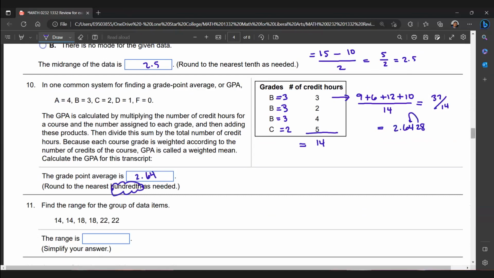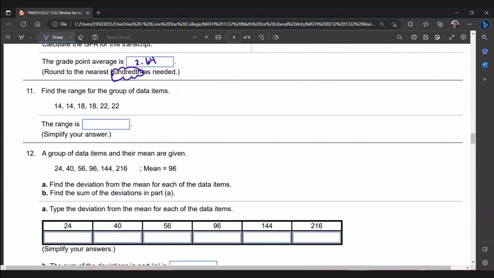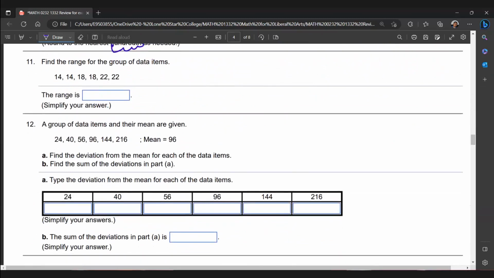Alrighty then. Number 11, find the range. To find the range, we take the difference between the highest value or score minus the lowest score. That will be 22 minus 14, which is equal to 8. Number 12.